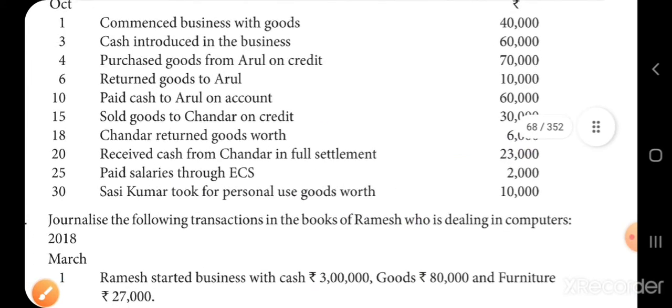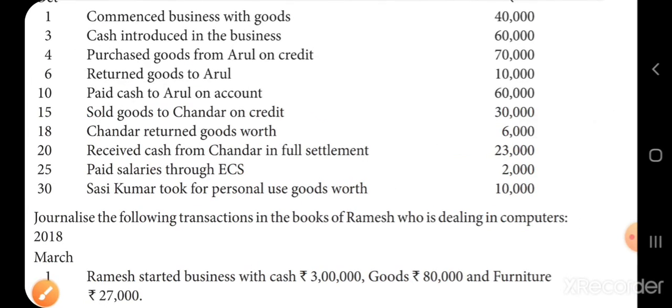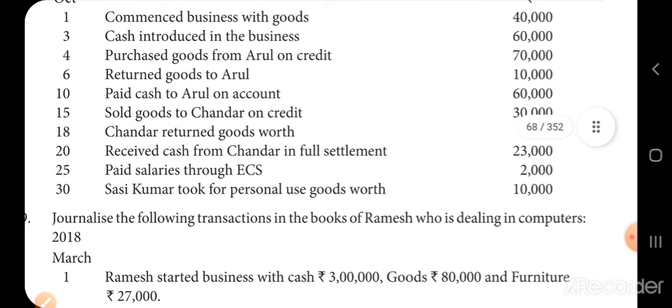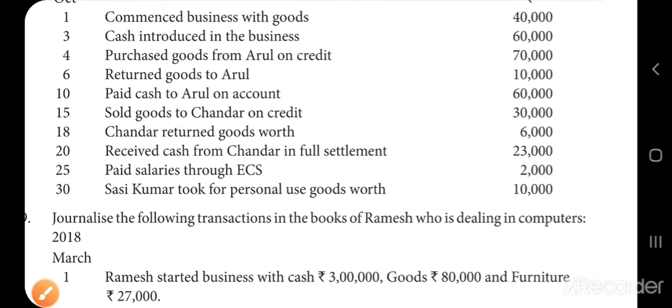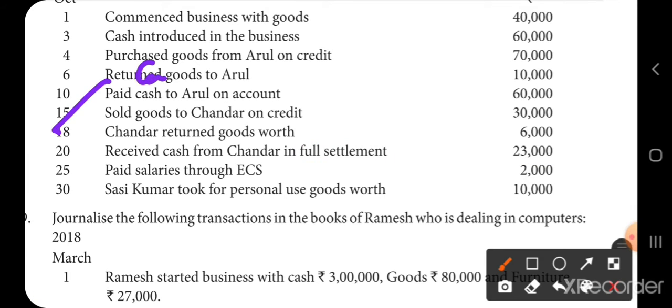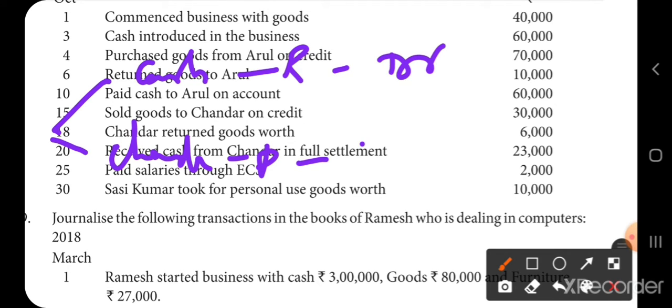Now see the transaction 20th. Received cash from Chandar in full settlement, 23,000. Now how much did I tell you? Chandar has to pay 24,000, but Chandar has paid only 23,000 and they say it is full settlement. So the entry will be, the accounts involved are cash and Chandar. Now cash is a real account, Chandar is a personal account. Debit what comes in and credit the giver.